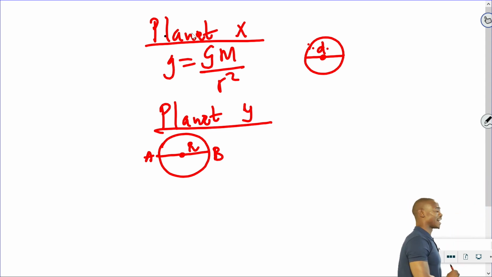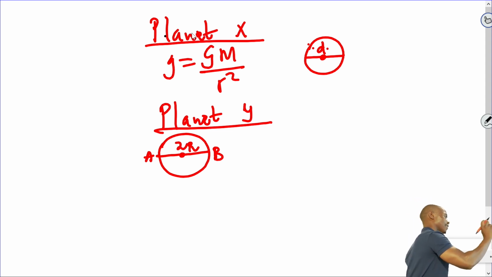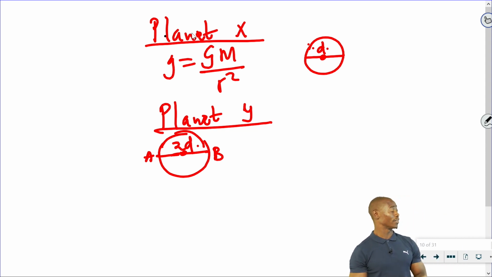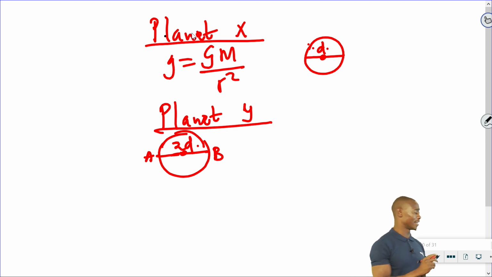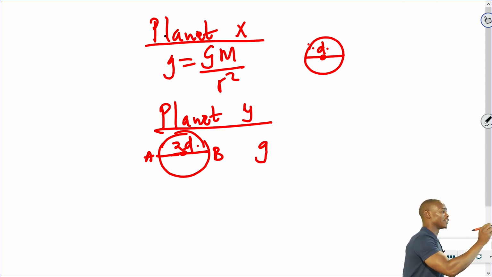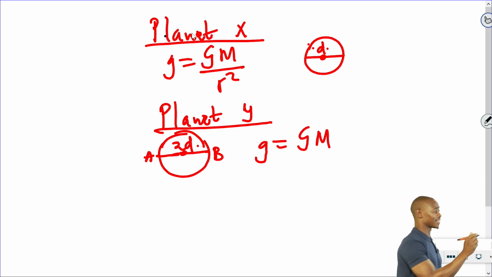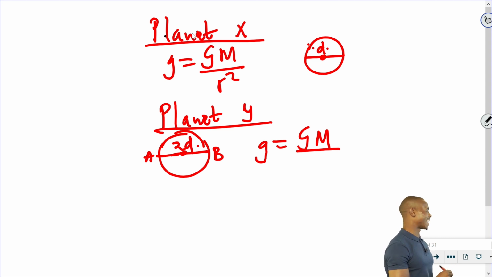And then what about the diameter of planet Y? It is twice that of planet X. This is the diameter of planet X, and the diameter of planet Y is twice that. Which means that here G is still G, the masses are the same, and then what about R now? So it is twice.